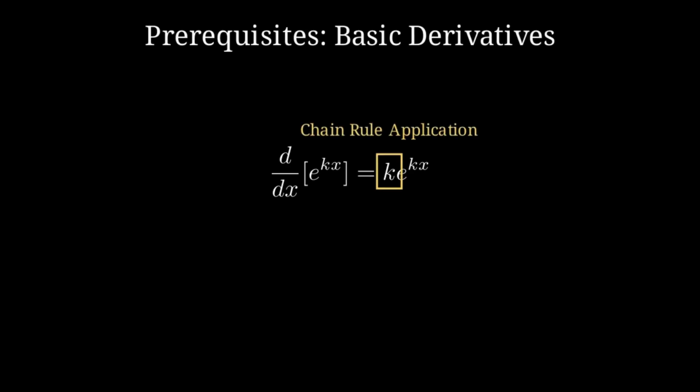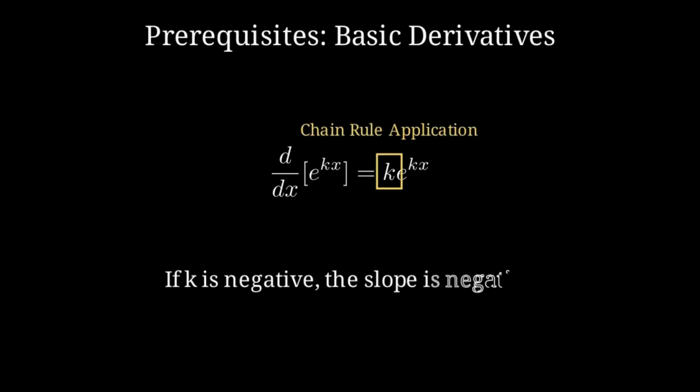Recall your basic derivative rules. The derivative of an exponential function involves the chain rule, where the constant in the exponent is brought down as a multiplier. For decay, this constant will be negative, reflecting a downward slope. This mathematical property is the foundation of the differential equations we are about to solve.